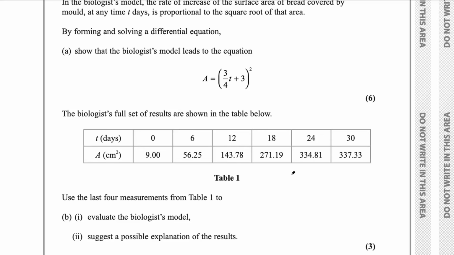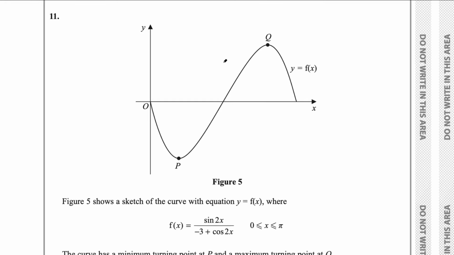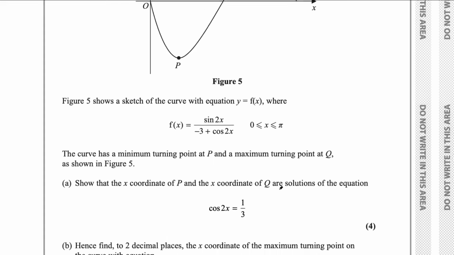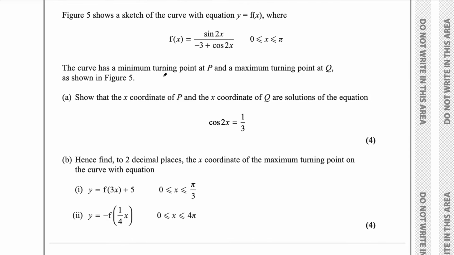Question 11 starts off with a figure, and it says figure 5 shows a sketch of the curve with equation y equals f of x, where f of x equals sine 2x over negative 3 plus cosine 2x, and x is between 0 and pi. The curve has a minimum turning point at P and a maximum turning point at Q as shown in figure 5. And part A says show that the x-coordinate of P and the x-coordinate of Q are solutions to the equation cosine of 2x equals 1 over 3.